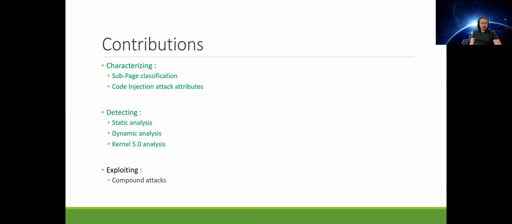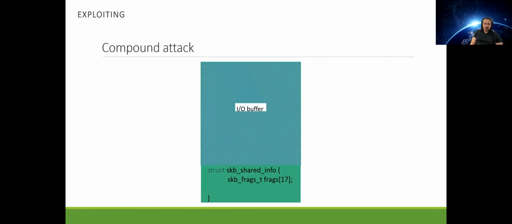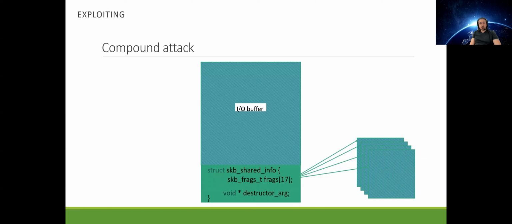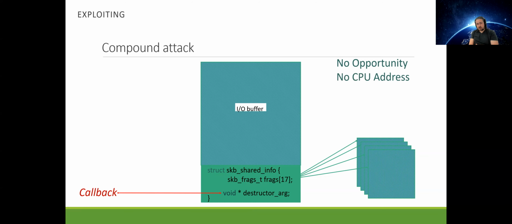And finally, we provide a new compound attack. The example is the Linux kernel, where an IO buffer has SKB shared info, and this happens specifically for all network buffers, and it contains a callback function. The problem is that it's not enough. We have no opportunity because the structure is overwritten after the DMA map, and we don't have the CPU address. And because we have no more time, I can't go into details of compound DMA attacks.